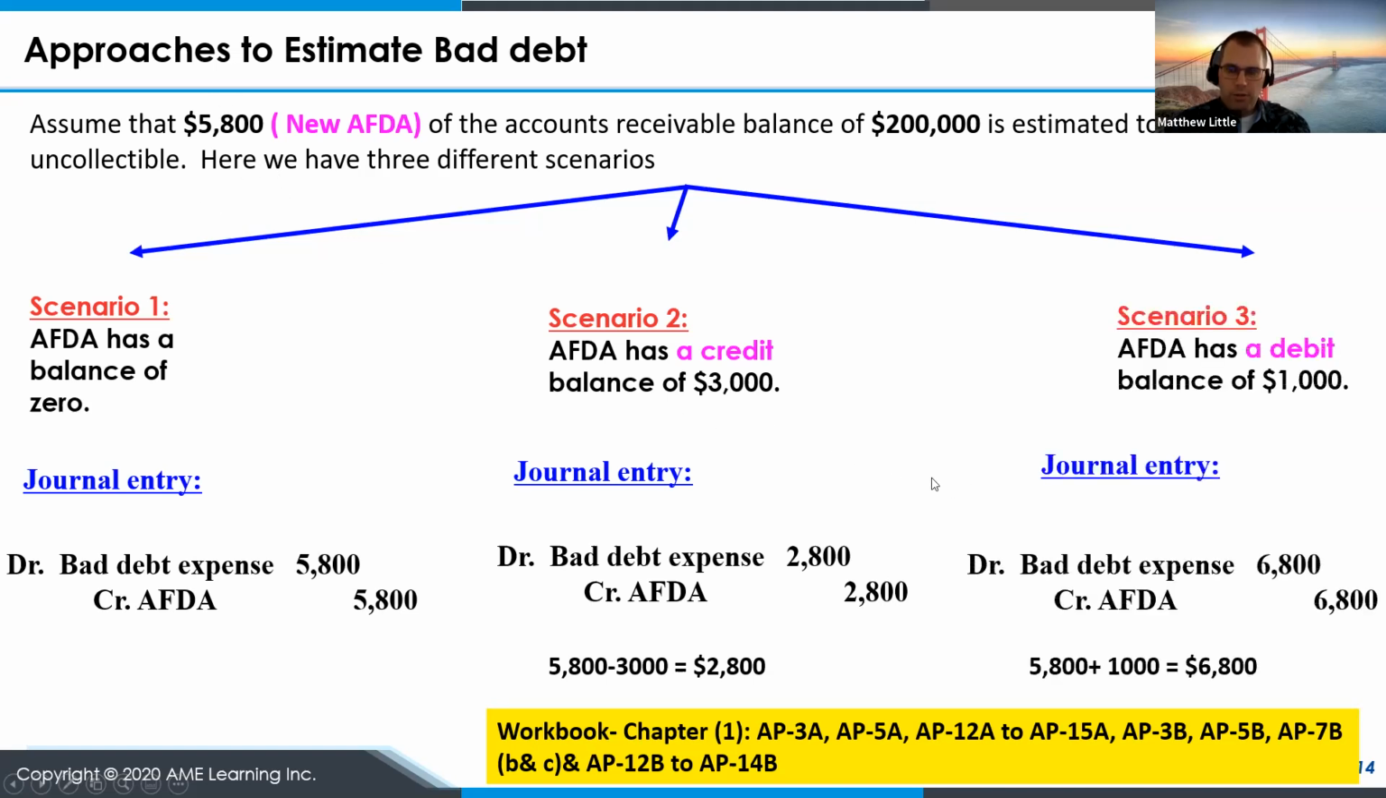In a third scenario, maybe our AFDA has a debit balance. That's where you wrote off more than what was in the allowance during a period of time. And we need to reestablish it to be $5,800. In this situation, we've got to go from a debit balance past 0 back to a credit balance of $5,800. So we need to do a journal entry for $6,800, credit the AFDA, and debit the bad debt expense.